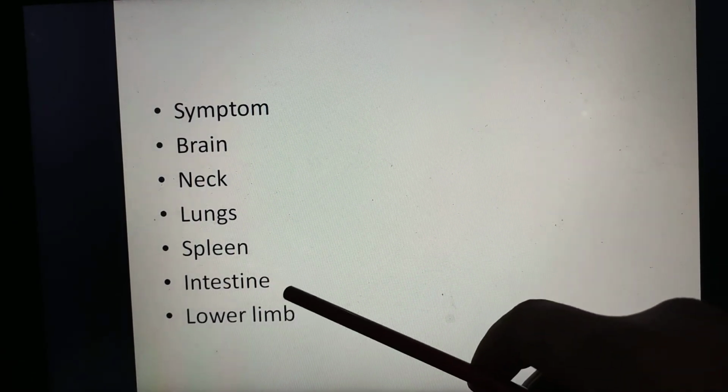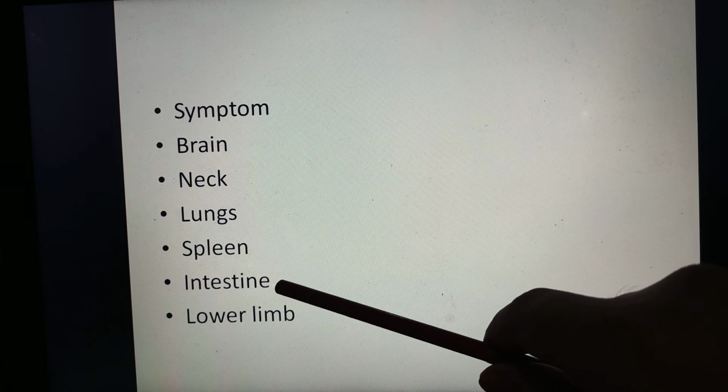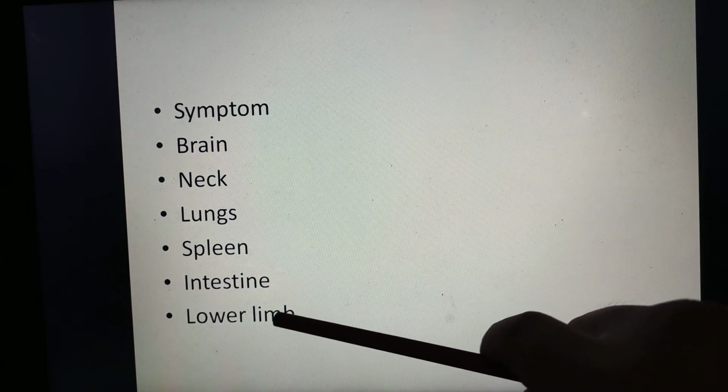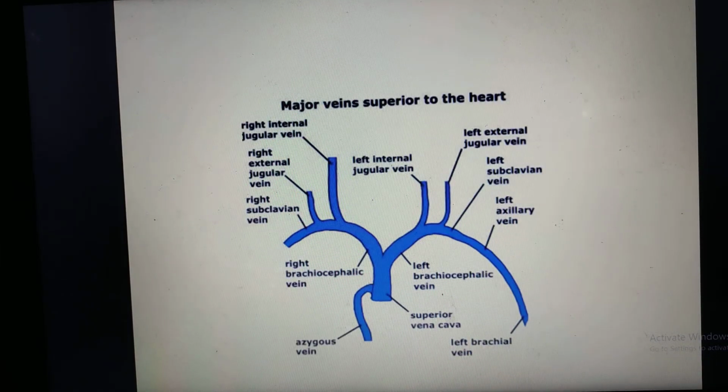Even the intestine will become swollen. There may be ascites. There may be difficulty in absorption of nutrition, and again the lower limbs. As I told you again, lower limbs.